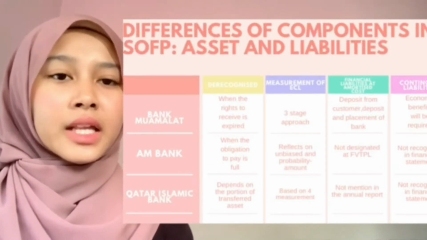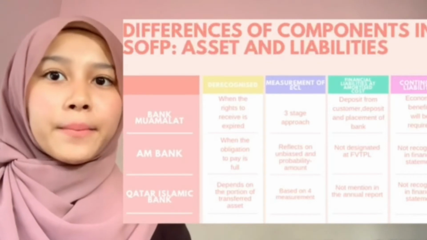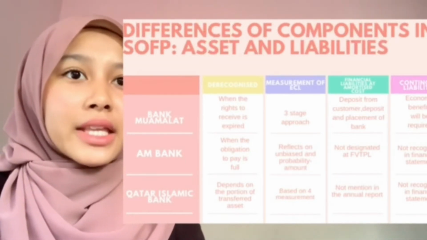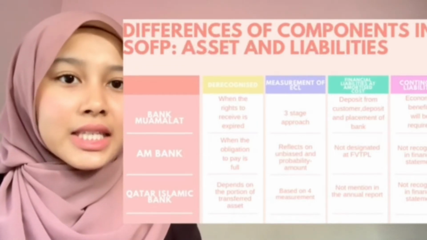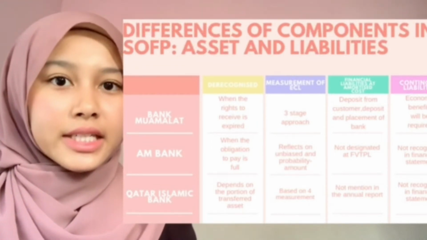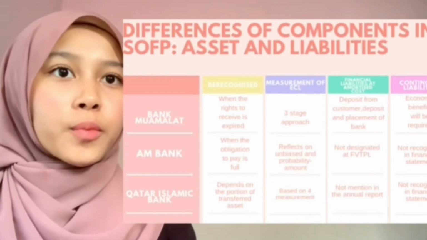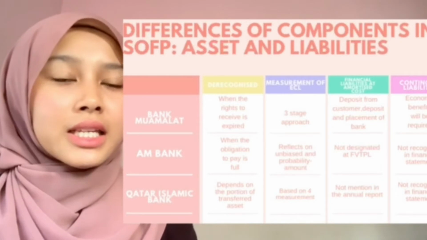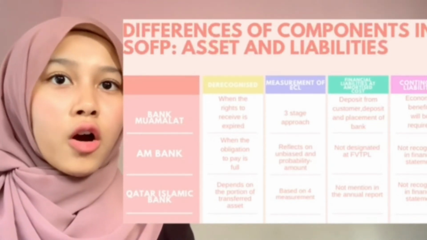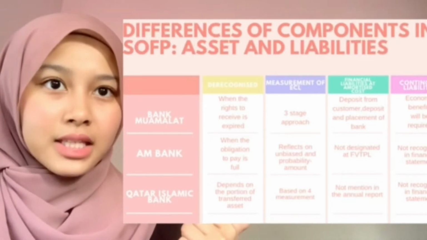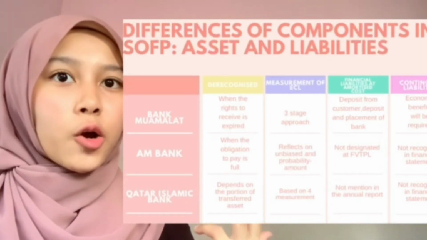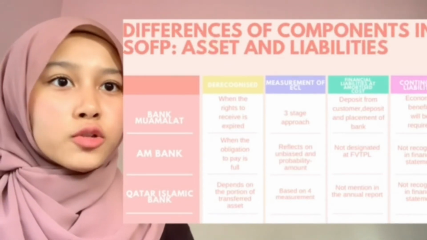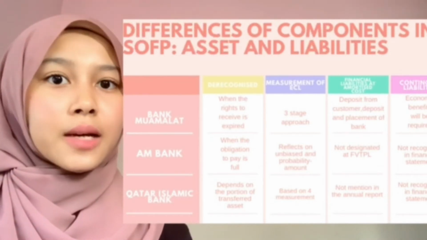For the second difference regarding the asset component, we're going to discuss the expected credit loss, which is the ECL. Bank Muamalat has a three-stage approach based on the change in credit quality since initial recognition. Meanwhile, for the Malaysian bank, the expected credit loss reflects an unbiased and probability-weighted amount that is determined by evaluating a range of possible outcomes, the time value of money, and reasonable and supportable information that is available without undue cost or effort at the reporting date about past events, current conditions, and forecasts of future economic conditions. The carrying amount of the asset is reduced through the use of an allowance account, and the loss is recognized in profit and loss.